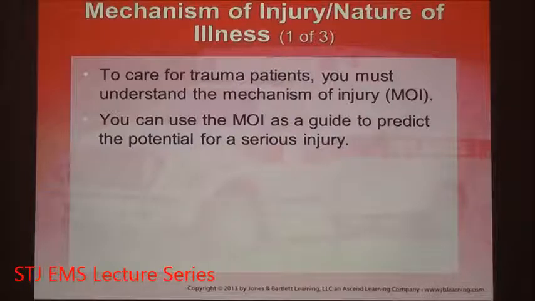So once you've established that the scene is safe for you to enter, you've taken your standard precautions, now we can address the patient. If you have a trauma patient, you want to see the mechanism of injury. You want to see what the car looks like. You want to see if the patient was shot or stabbed, what kind of weapon it was, the location. This tells you a lot about the seriousness of an injury.